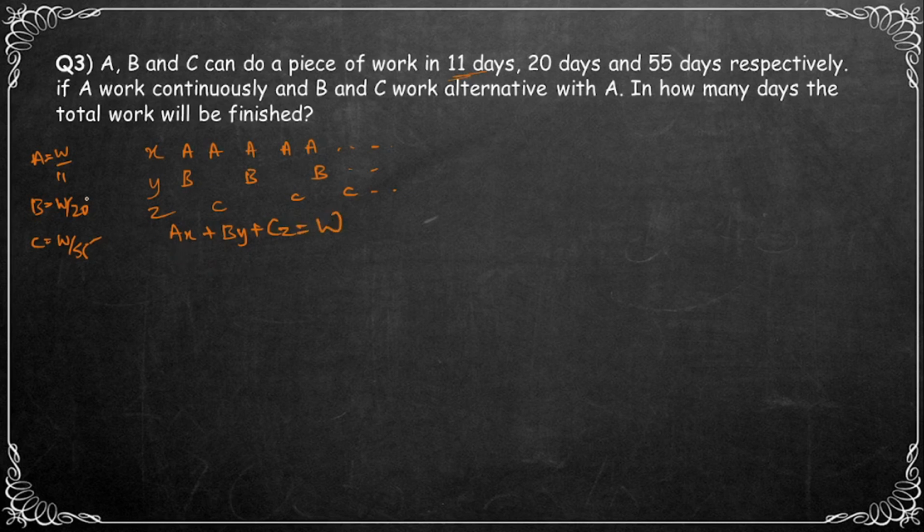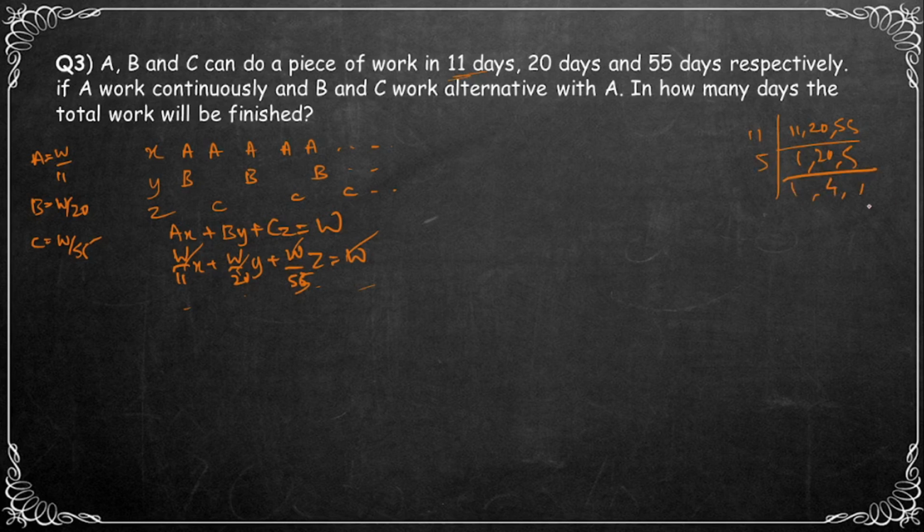Now if we substitute values here, we get W by 11 X plus W by 20 Y plus W by 55 Z is equal to W. So now W is common. For 11, 20 and 55, if we take the LCM, we get 11 times 5 times 4, so 11 into 5 into 4 is the LCM. 5 fours are 20, and 20 elevens are 220.